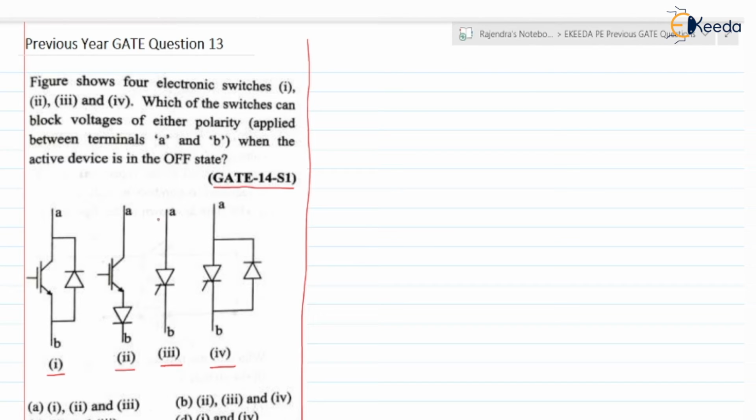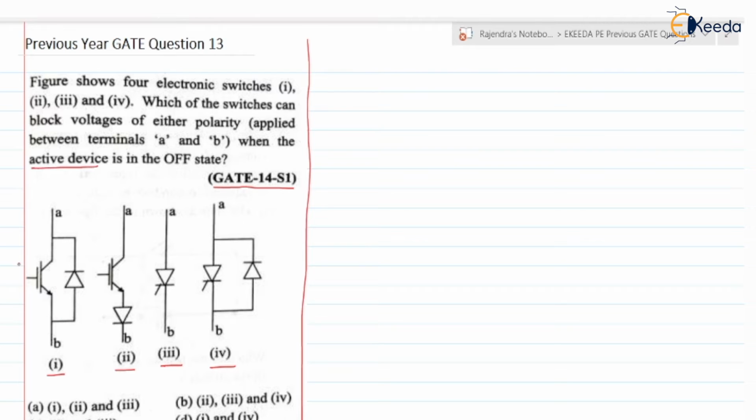It means they have asked which of these four switches are the bipolar switches. Which of these switches can block the voltages of either polarity? Means what? The switch when the active device is in the off state.